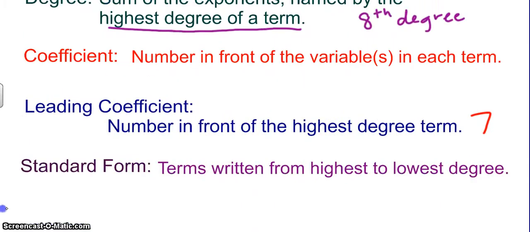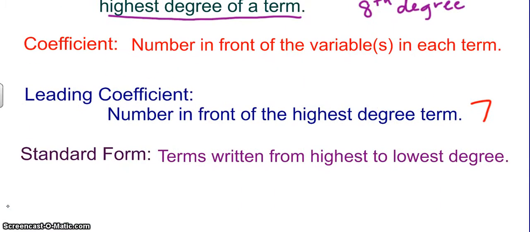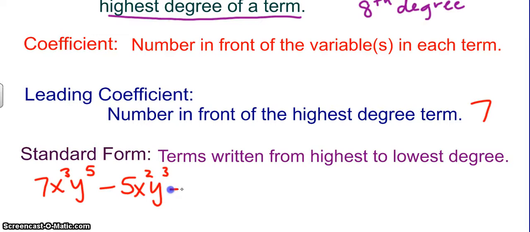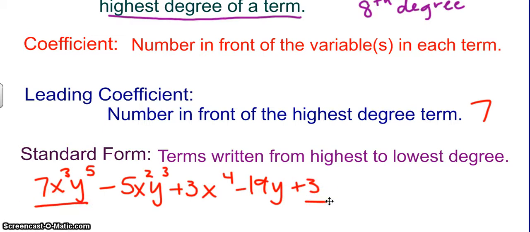So the last thing to talk about is writing the standard form of a polynomial, and that standard form is when the terms are written from the highest to lowest degree. So in this case, we would want to write 7x to the 3rd y to the 5th minus 5x squared y to the 3rd plus 3x to the 4th minus 19y plus 3. So we're going from highest degree to lowest degree, which gets us in standard form. Now, please notice if your polynomial is in standard form, now your leading coefficient is the one that leads out in front.